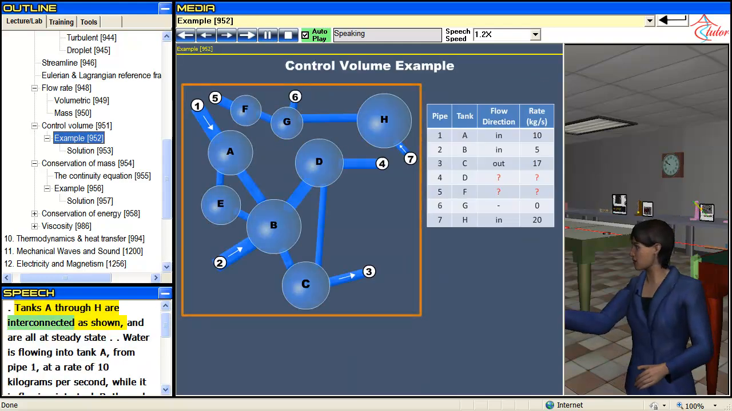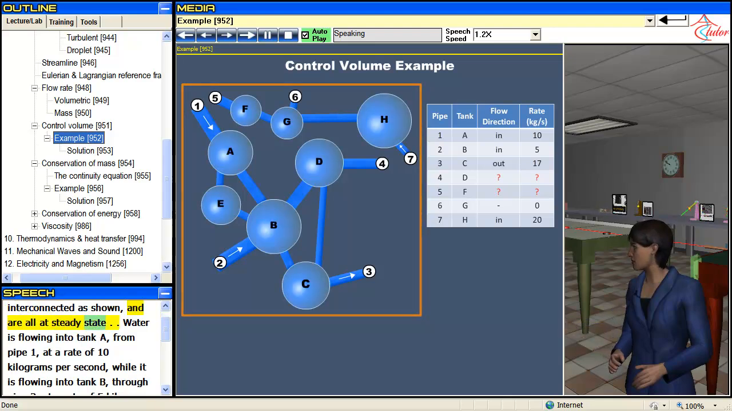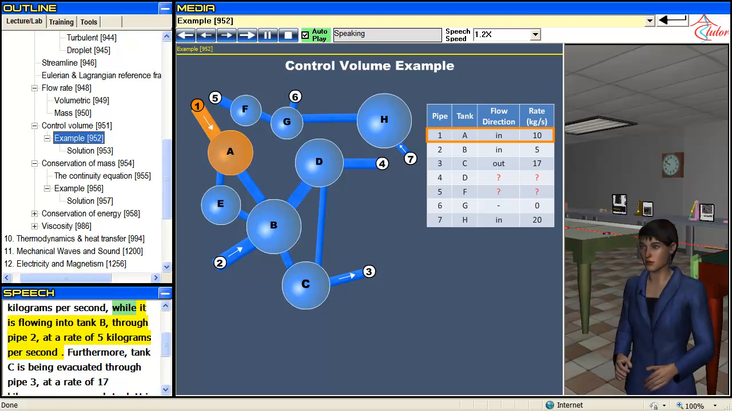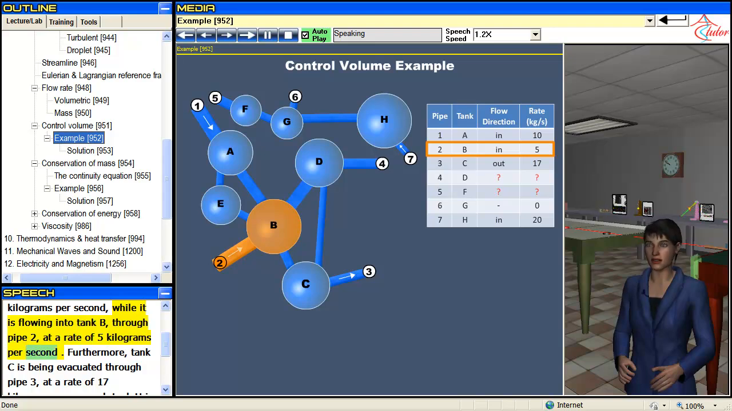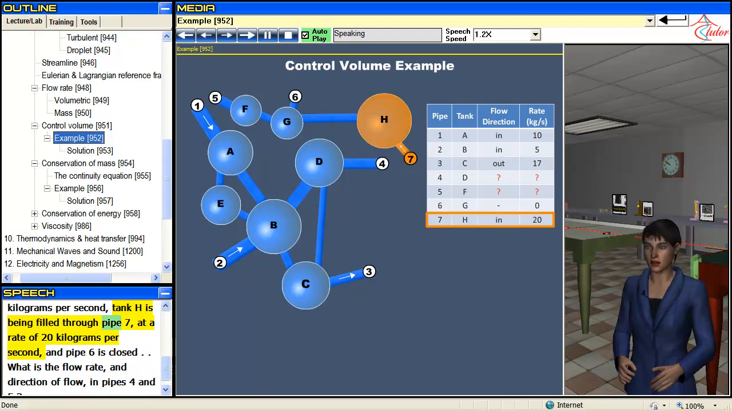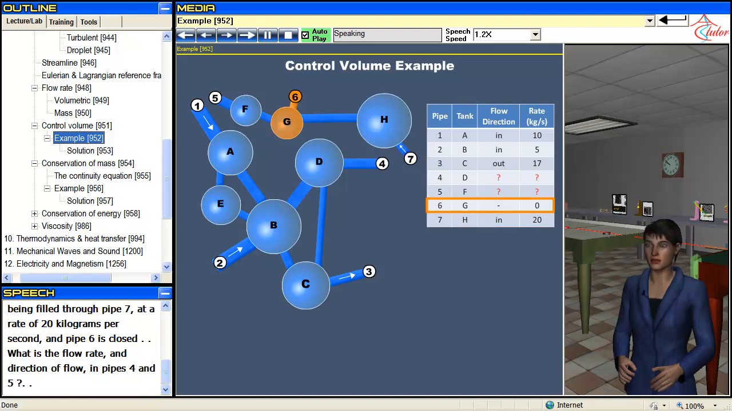Tanks A through H are interconnected as shown, and are all at steady state. Water is flowing into tank A, from pipe 1, at a rate of 10 kg per second, while it is flowing into tank B, through pipe 2, at a rate of 5 kg per second. Furthermore, tank C is being evacuated through pipe 3, at a rate of 17 kg per second, tank H is being filled through pipe 7, at a rate of 20 kg per second, and pipe 6 is closed. What is the flow rate, and direction of flow, in pipes 4 and 5?